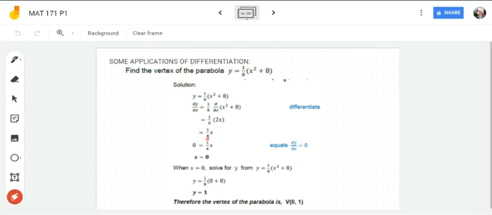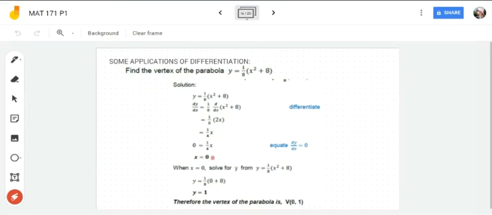So we will be equating that to 0. So that is 0 is equal to 1/4 x. So in getting the value of your x, you will be multiplying this by 4. So your x is equal to 0. Okay, the x coordinate of your vertex is 0.